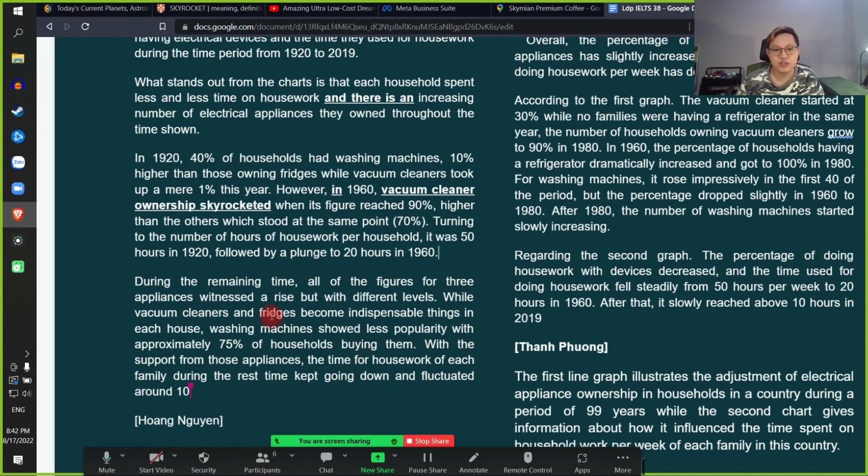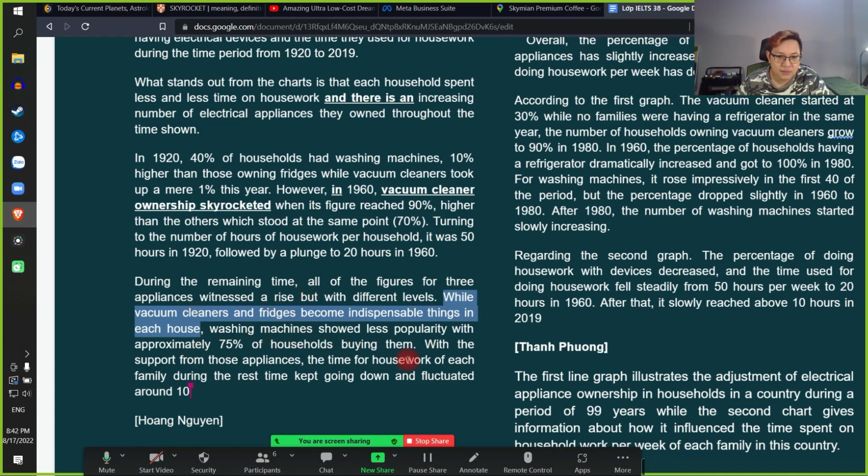While vacuum cleaner and fridges become indispensable things in each house, trong khi cái máy hút bụi và những tủ lạnh nó trở thành những thứ không thể thiếu được. Like absolutely necessary, indispensable, không thể thiếu được ở trong từng cái nhà. Tức là cái tỷ trọng nó cao lắm mới gọi là không thể thiếu được. So if the percentage is very high, that means it's indispensable. Okay. You cannot live without it.